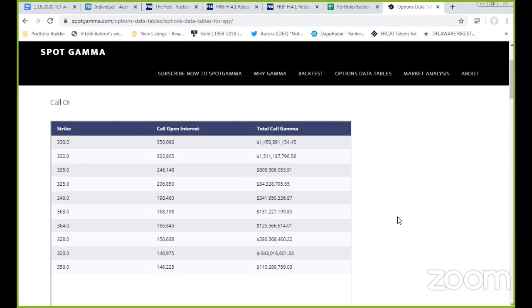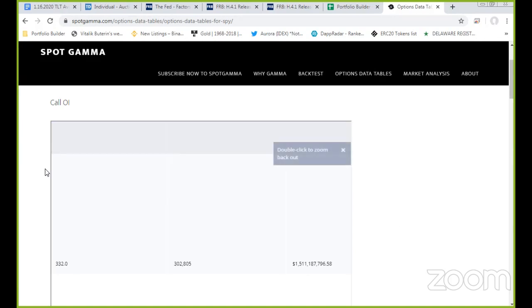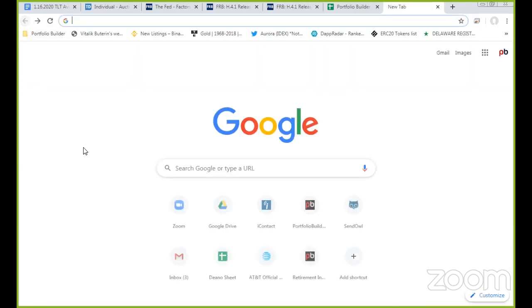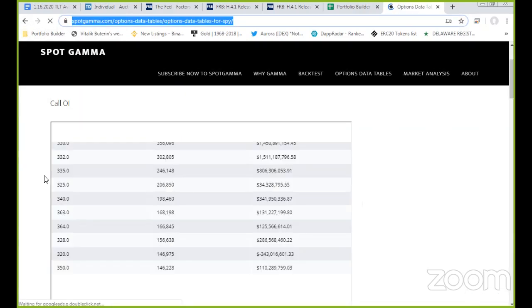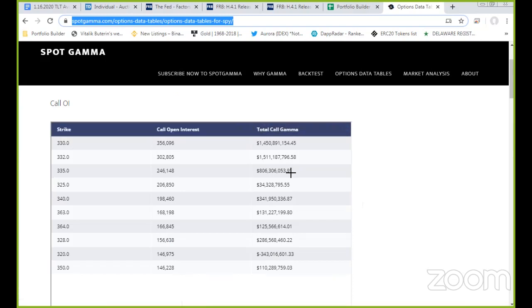And so we can see, remember yesterday, most of the money was willing to sell their SPY shares at 330. And now today it has pushed up to the 332 strike, just barely. So there's a whole lot of resistance at 332, which is exactly where we sold our call.